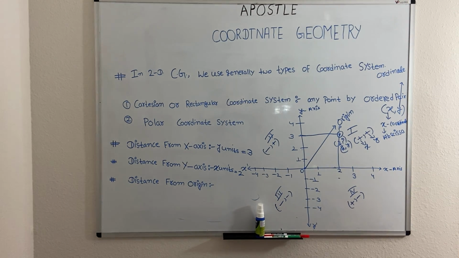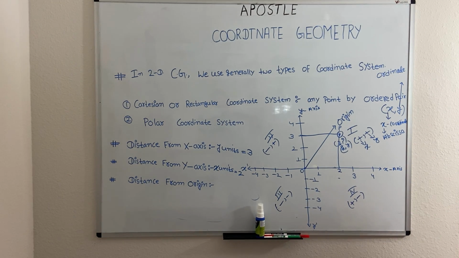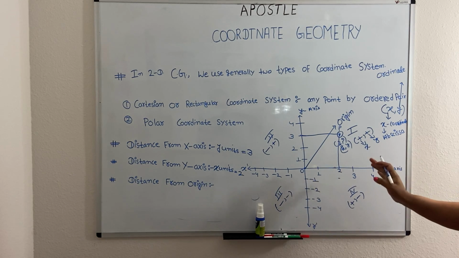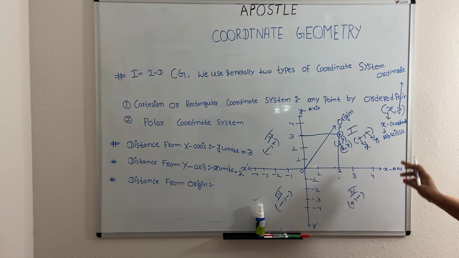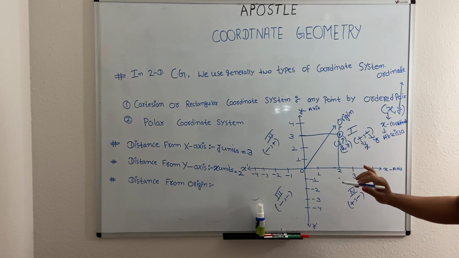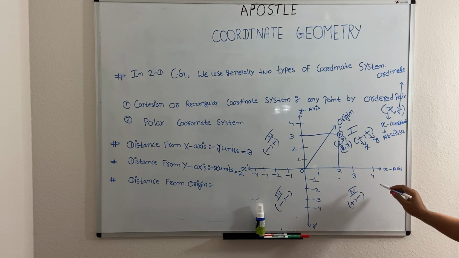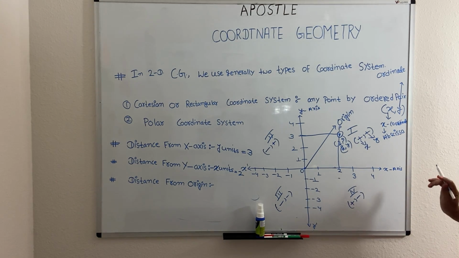So the distance from the x axis is always y units, and the distance from the y axis is always x units. Now we have to calculate the distance from the origin. First of all, let's discuss this concept, and then I will go towards distance from the origin. You have clear that the Cartesian coordinate plane is divided into 4 quadrants: quadrant 1, quadrant 2, quadrant 3 and quadrant 4. In quadrant 1 both are positive. In quadrant 2 x is negative and y is positive. In quadrant 3 both are negative, and in quadrant 4 x is positive and y is negative.